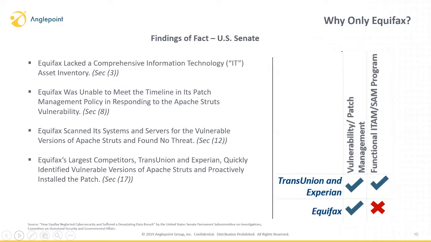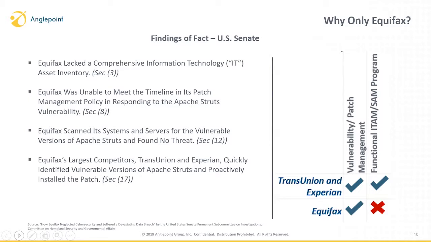The second one is finding 8. Equifax had a policy in place regarding the timeline for patch installation. Critical patches were supposed to be installed within 48 hours. Since it was unable to detect the vulnerable version of Struts because there was no IT asset inventory, it took months to patch, as we just saw in the timeline. And had they been able to go straight to the affected server, they likely could have met that internal timeline for patching. The next one is finding number 12.